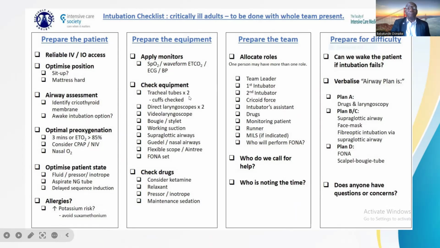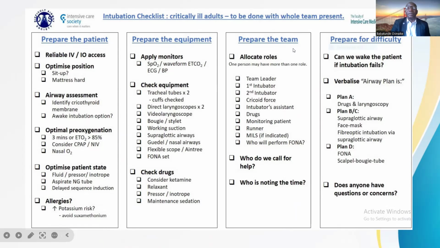Your ICU doesn't have to have all this equipment, but at least look at those basic things that are available in your ICU, and make sure you arrange them to be available when you are ready to intubate your patient.